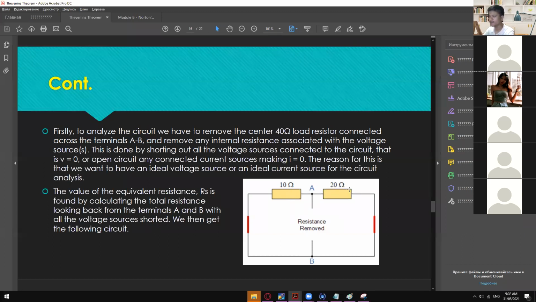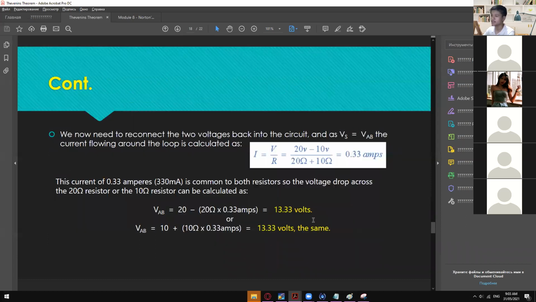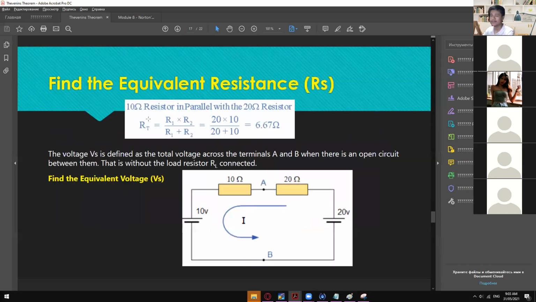As you can see, they are in parallel with each other because we have our node A and B right here. This is where we are going to solve for the RTH. So just apply the parallel formula for R1 and R2. It will give us 20 times 10 divided by 20 plus 10, which is 6.67 ohms. So this is already our RS or our RTH.